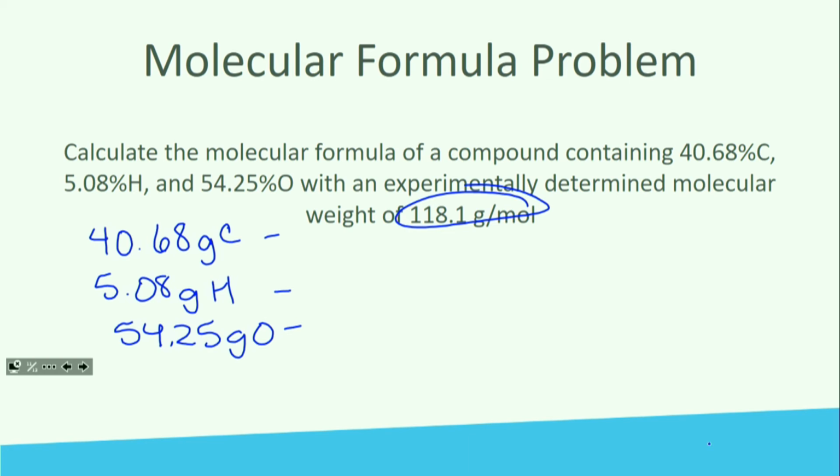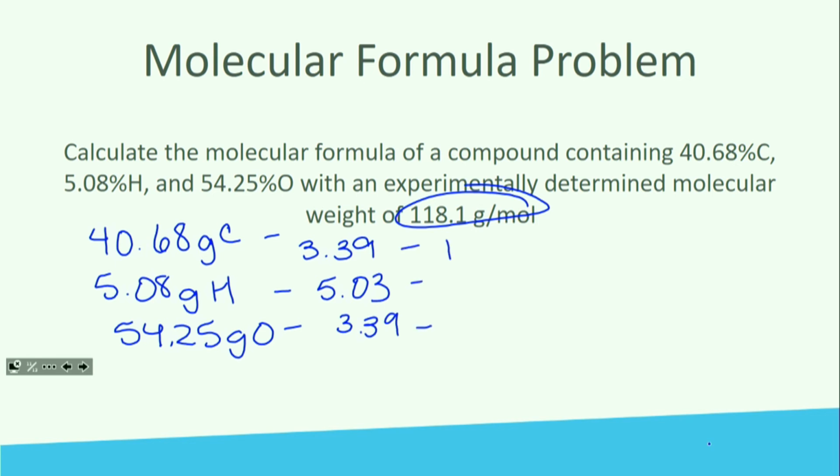So really quickly in my calculator, I'm going to change grams to moles. Show your work. I'm going to do it in my calculator. 40.68 divided by 12.01. That's going to give me 3.39. 5.08 for hydrogen divided by 1.01. And again, I'm just skipping a few steps here to get us through on time. Then I'm going to take 54.25 divided by 16, which is oxygen, to give me 3.39.